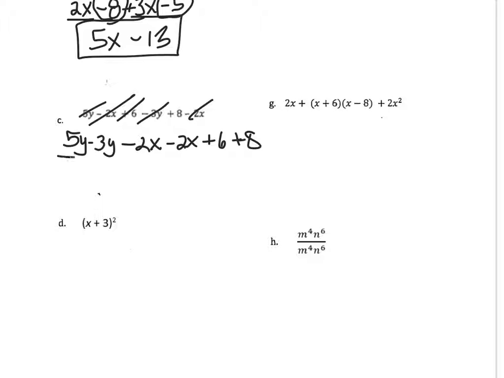Combining the y's, 5y's minus 3y's is 2y's. Negative 2x minus 2x is negative 4x. And 6 plus 8 is 14. Many of you made the mistake of writing your answer as 2y plus 14, thinking that these cancel each other out. Be careful. Negative 2x plus 2x makes 0. Negative 2x minus 2x gives you negative 4x.